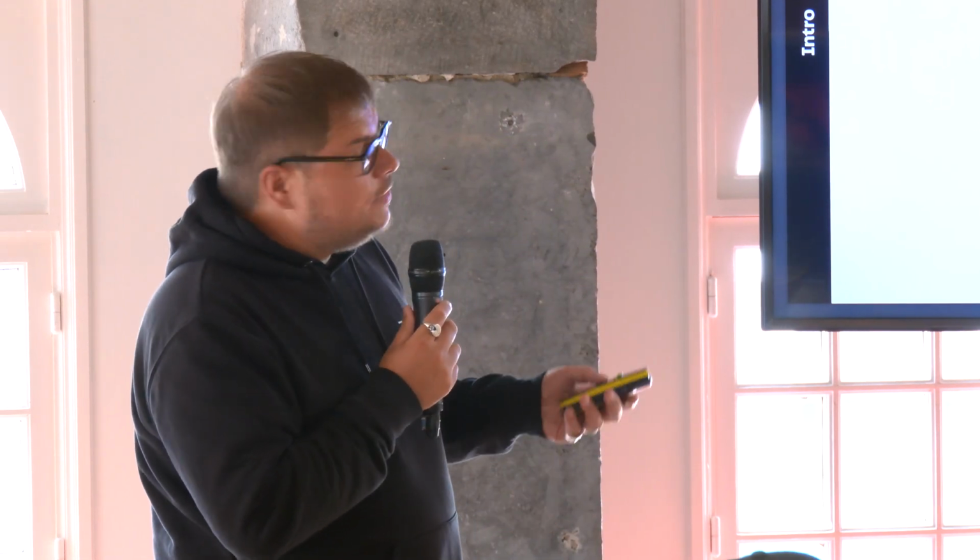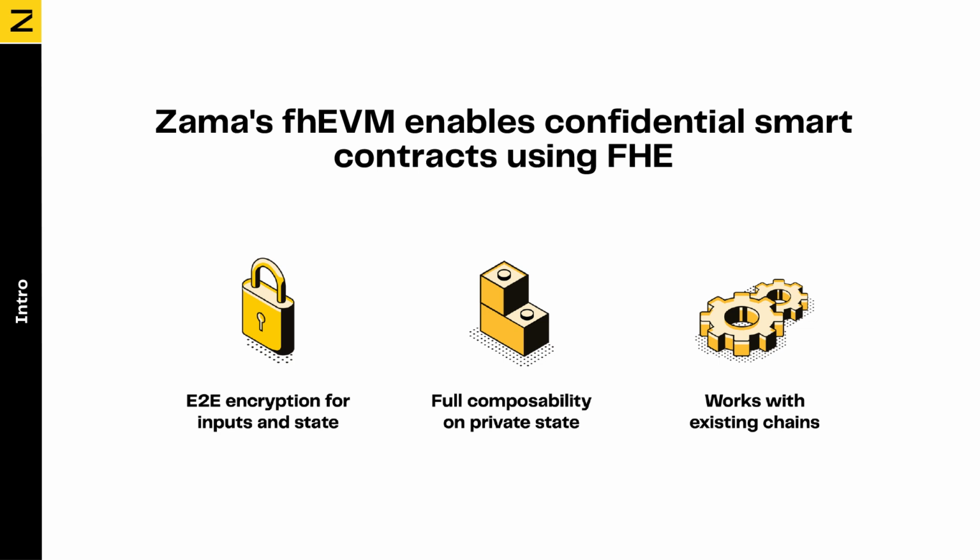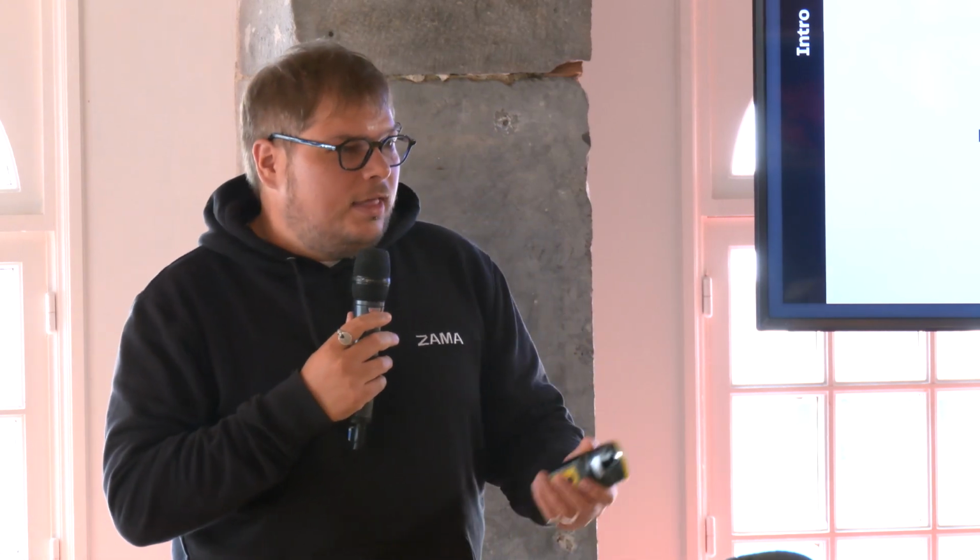That's why fhEVM brings confidential smart contracts on-chain using FHE. The goal of fhEVM is to bring end-to-end encryption directly on the blockchain by encrypting inputs and states. And since everything is using FHE, you can also have composability. You can imagine that you have some encrypted data on contract A, encrypted data on contract B, and you can store, for example, the result on contract C.